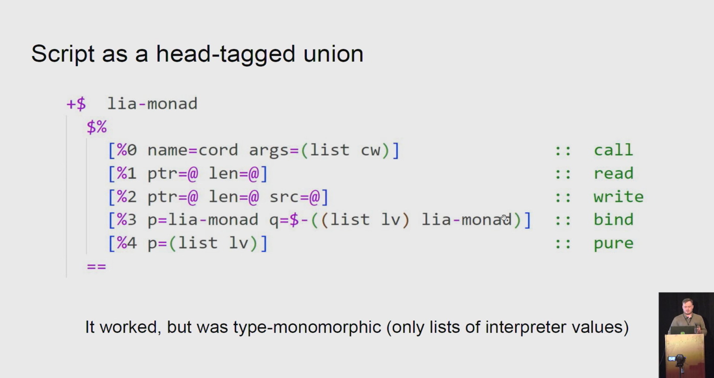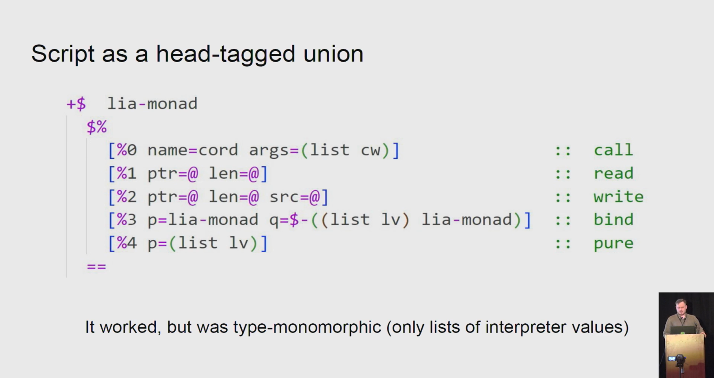So bind, just like every monadic bind, contains a monad to run and then a continuation, which is basically a function from a list of values to a new monad, and pure is just return this result. It worked just fine, but the issue was that the product of such a script was type monomorphic. It would always be a list of basically interpreter values.